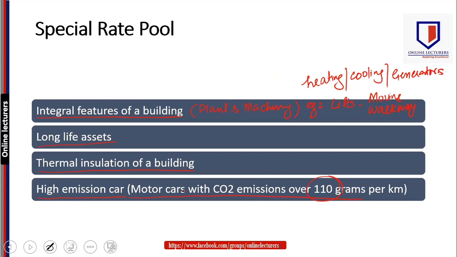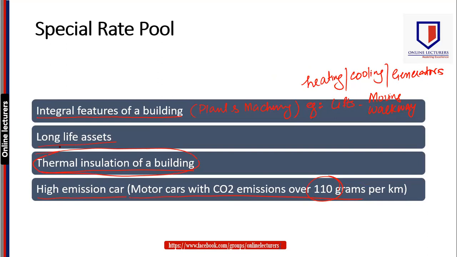So the four items: integral feature of building, long life asset, thermal insulation of building. If any expenditure has been incurred on the installation of thermal insulation of a building, then it would be classified as a special rate pool. And similarly, the high emission car.